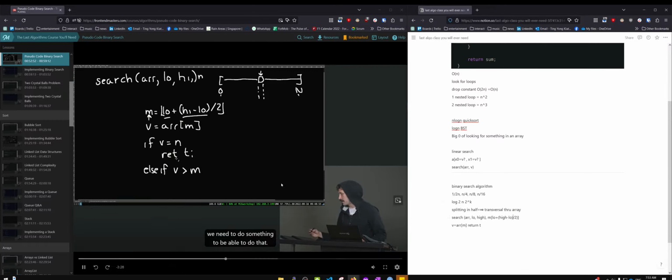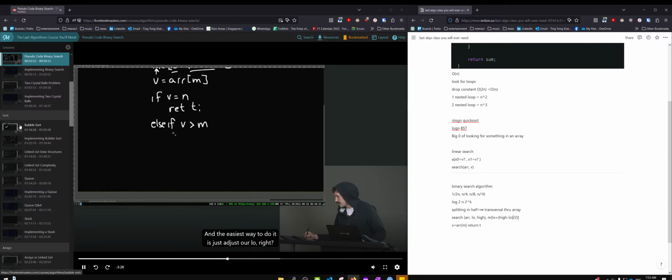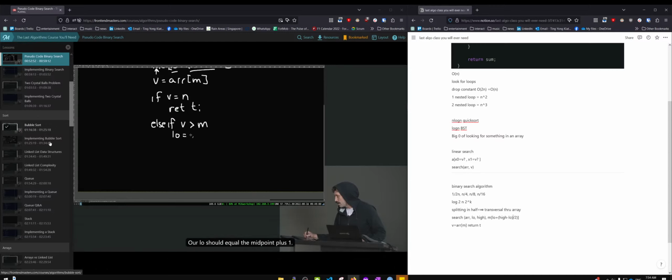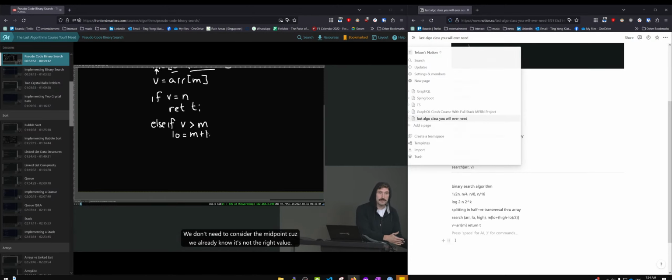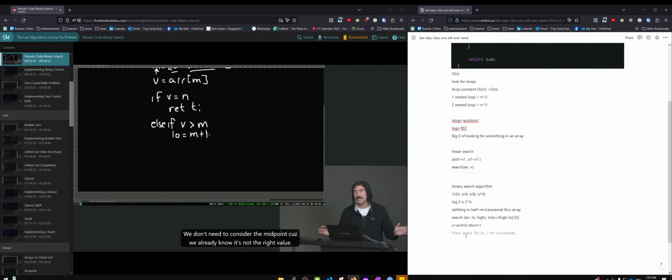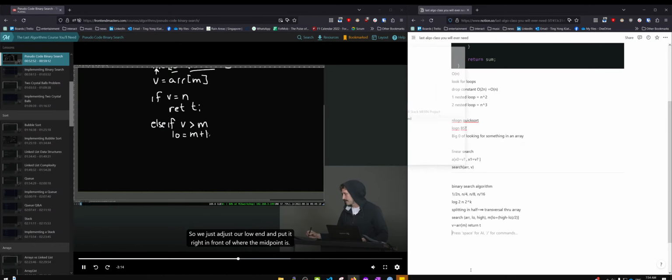So we will simply have to do something to be able to do that. And the easiest way to do it is just adjust our low, right? Our low should equal the midpoint plus 1. We don't need to consider the midpoint because we already know it's not the right value. So we just adjust our low end and put it right in front of where the midpoint is.